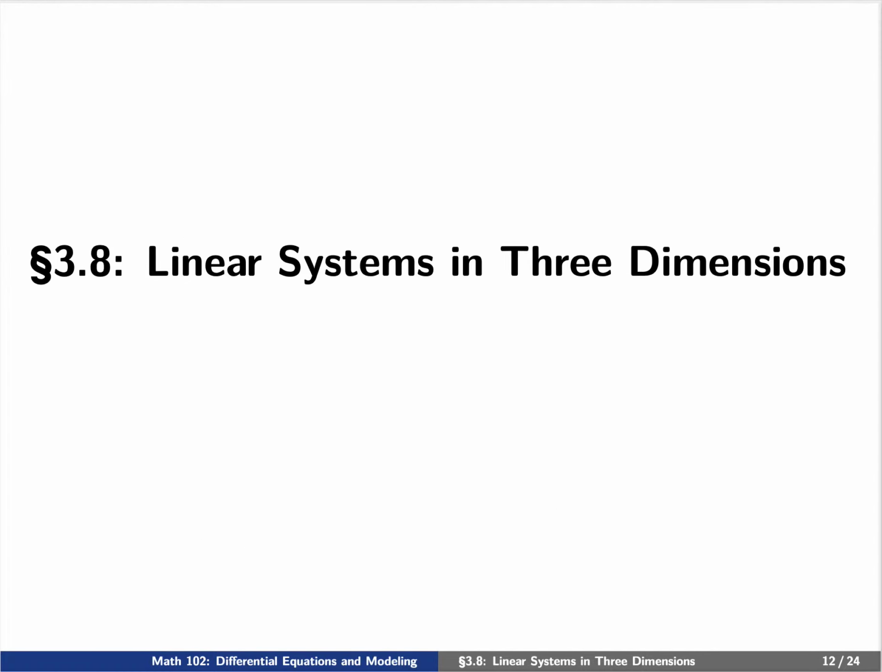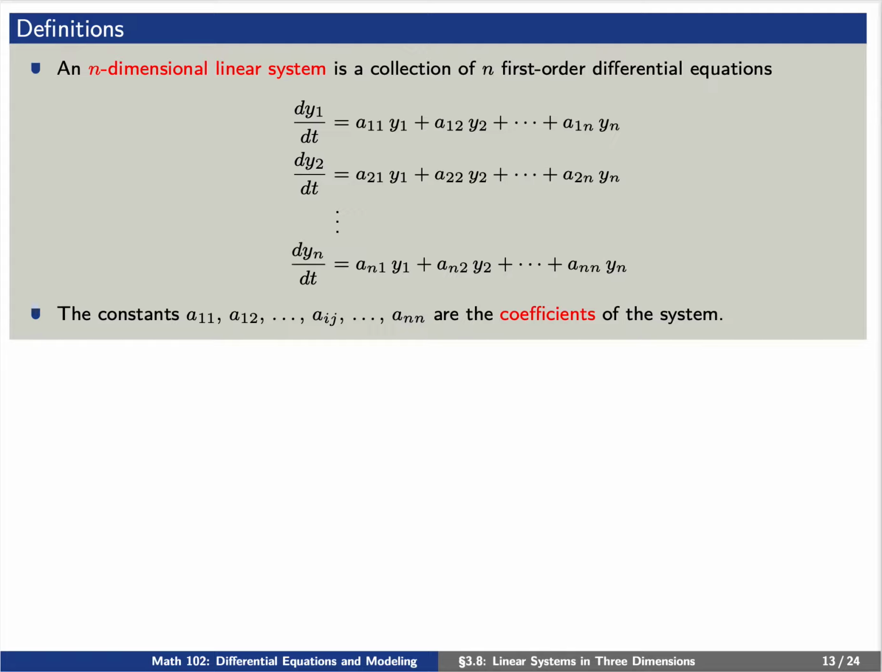Today, we'd like to discuss linear systems as we generalize all of this to three dimensions. Let's recall some definitions that we made back in lesson 18. Recall that an n-dimensional linear system is a collection of n first-order differential equations. Here, the constants a sub ij are called the coefficients of the system.